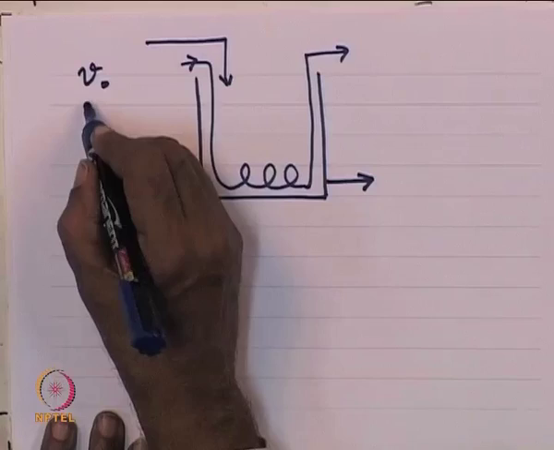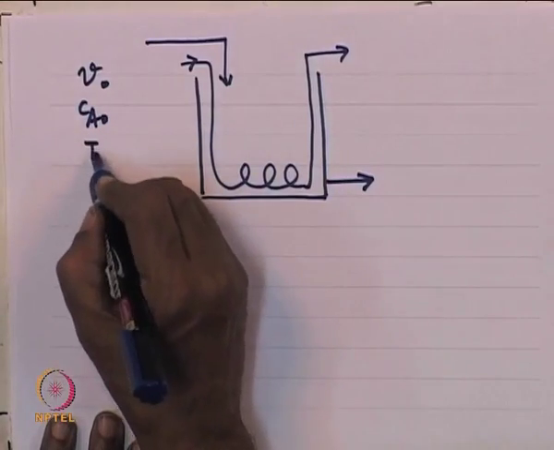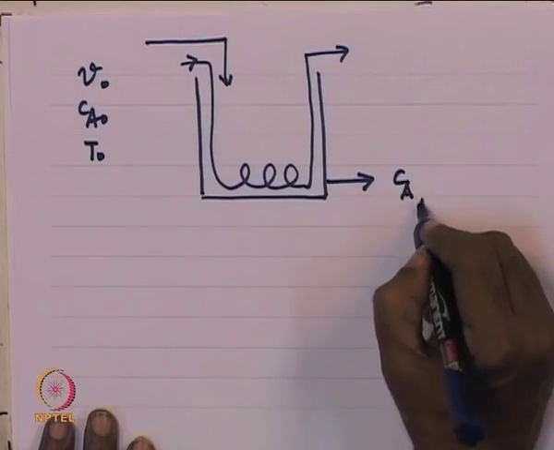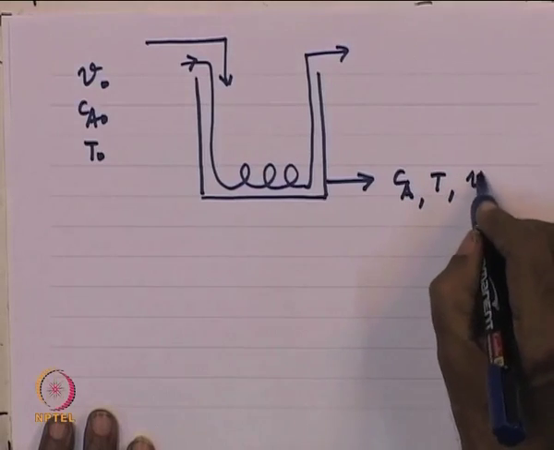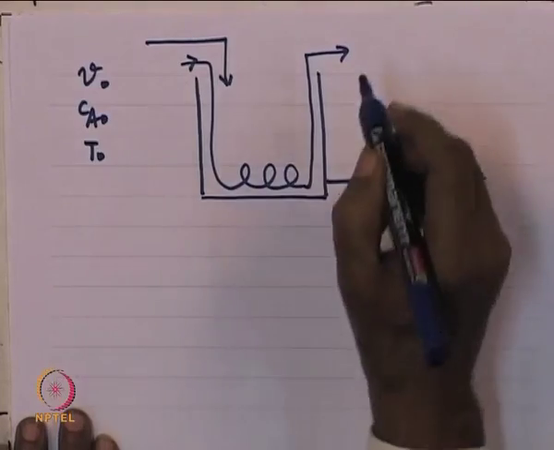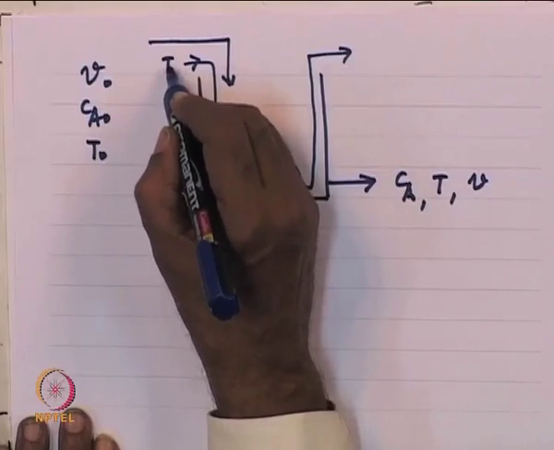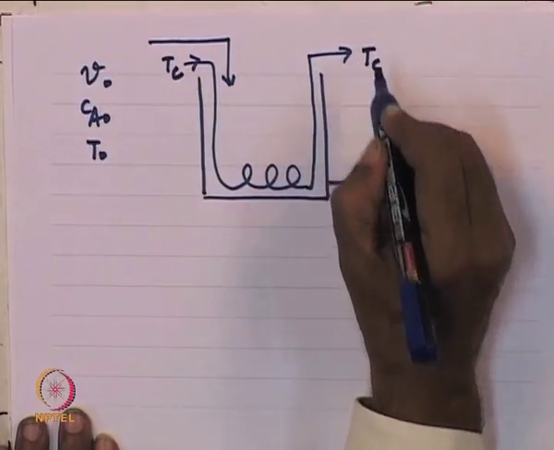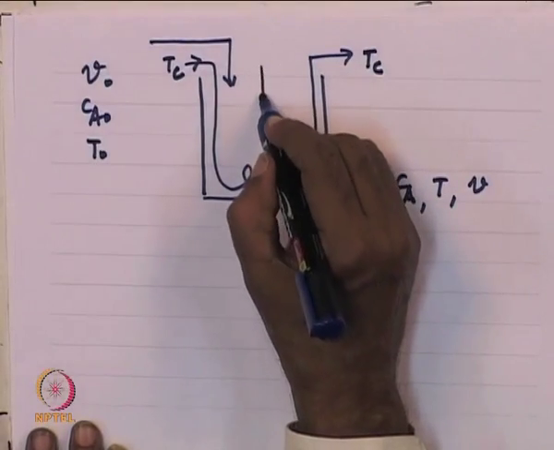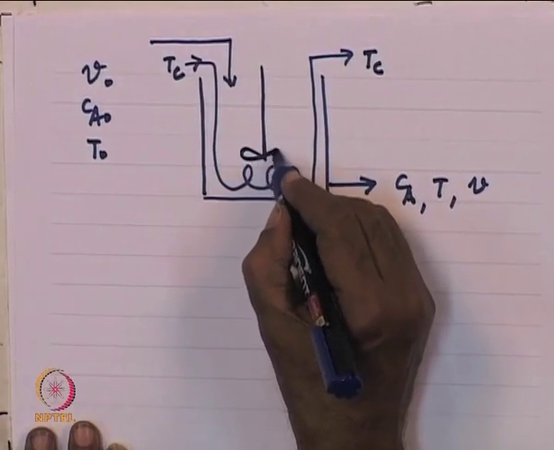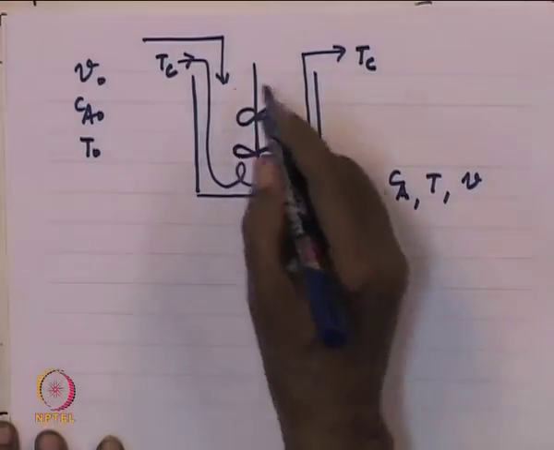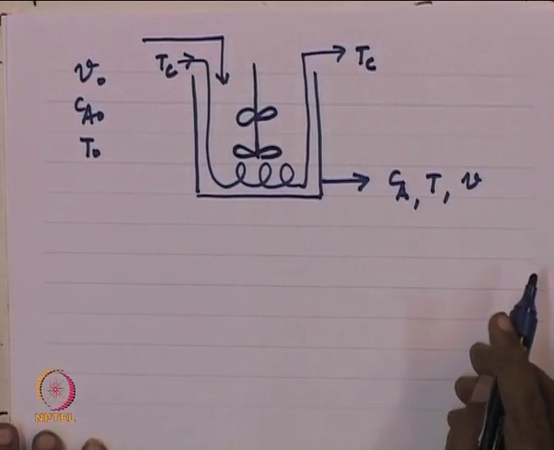Feed is V naught, C A naught, and T naught is the temperature. We have C A naught becoming C A, and let's say V is the outlet flow. And T C is the temperature at which the cooling is coming, and the flow of the coolant is considered to be quite large, so that T C does not change all that much. As far as our analysis is concerned, we will assume it is reasonably the same. There is a stirrer which keeps the fluids well mixed, so that you have a CSTR.